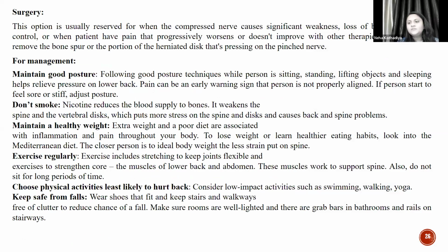For the management of sciatica, we can advise to maintain good posture. Do not smoke. Maintain a healthy weight because obesity is a risk factor for the development of sciatica. Choose physical activity. Keep safe from falls.